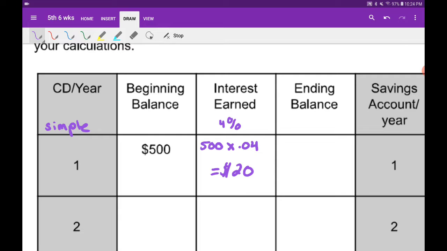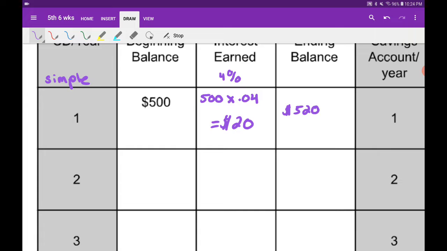All right, so we made $20. So at the end of the first year, we have $520 in our bank account. I'll just knock out the cents for now. All right. So on year 2, what do we start with? We start off with $520. All right. Then we're going to apply the 4% again. All right, renew the bond.